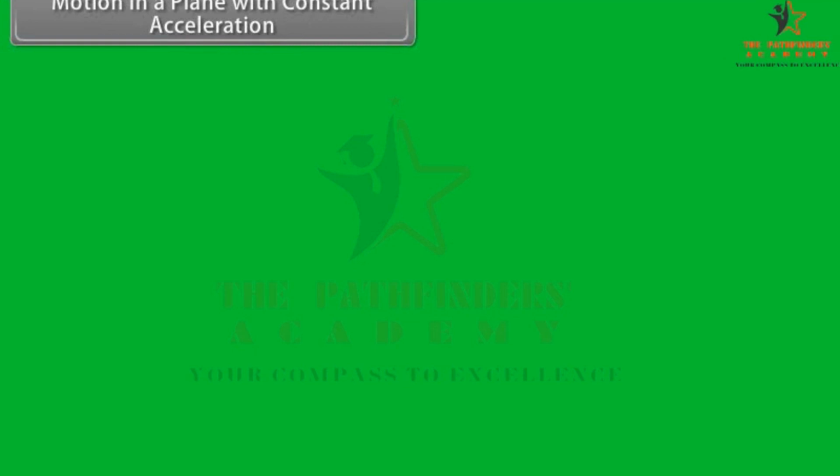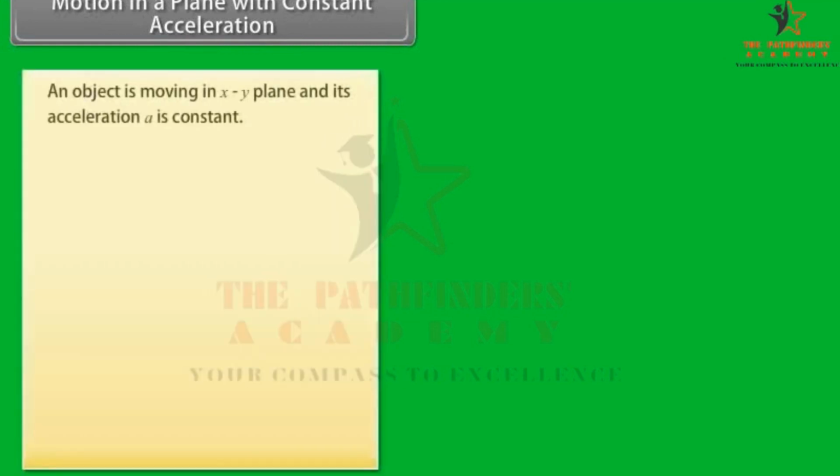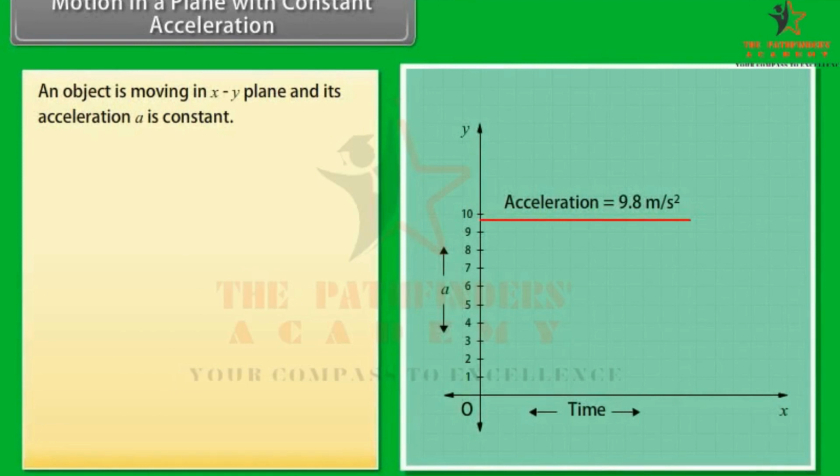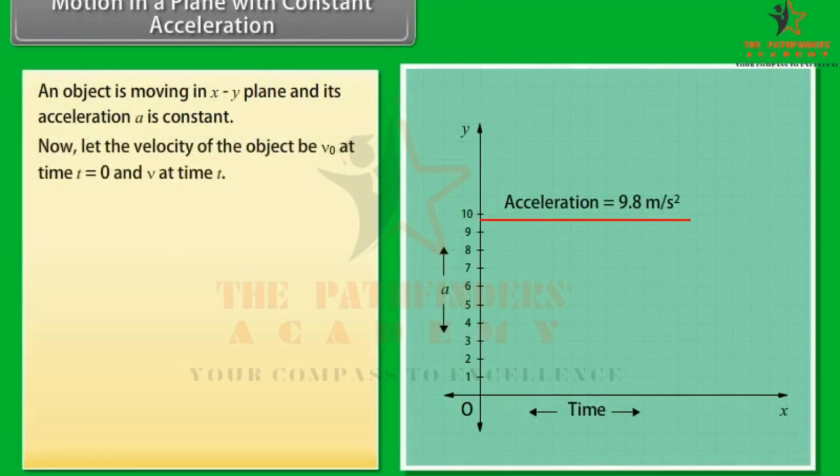Motion in a plane with constant acceleration. Let us take an example to understand. An object is moving in the xy plane and its acceleration a is constant. Now, let the velocity of the object be v naught at time t equals 0 and v at time t. v equals v naught plus a t. This is the equation in component form.